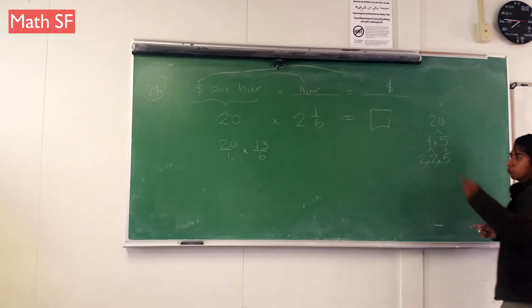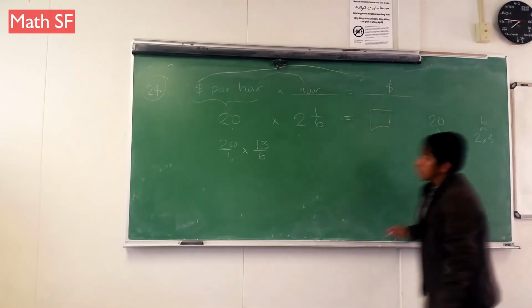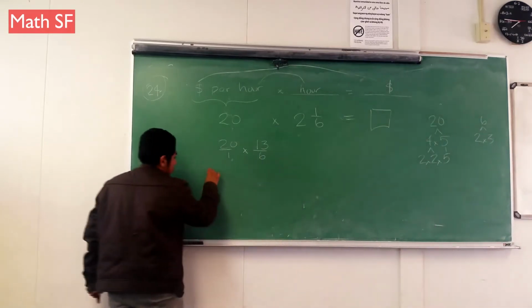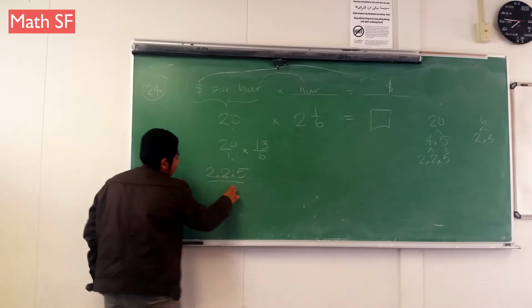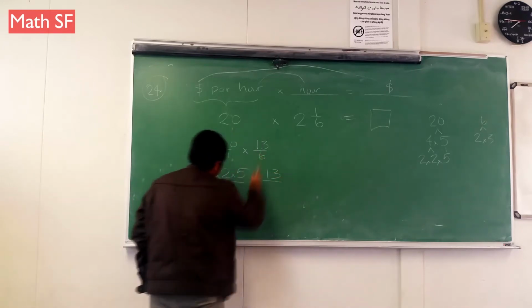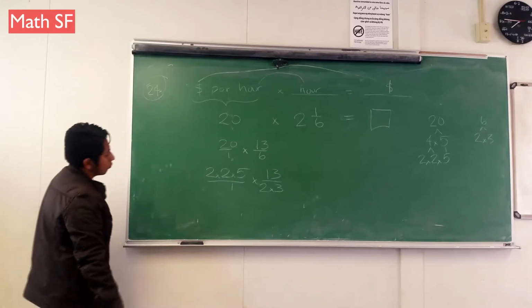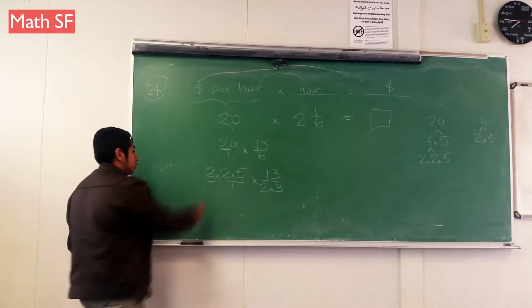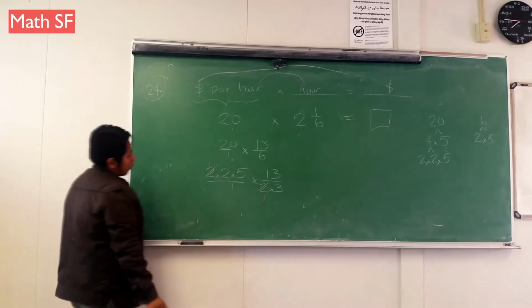13 is a prime number. 6 is 2 times 3. Now 20 is going to be 2 times 2 times 5, over 1 times 13, and 13 is a prime number. 6 is going to be 2 times 3. Therefore, let's see what we can cancel out. 2 and 2 are gone here. Now what else? There's nothing else.